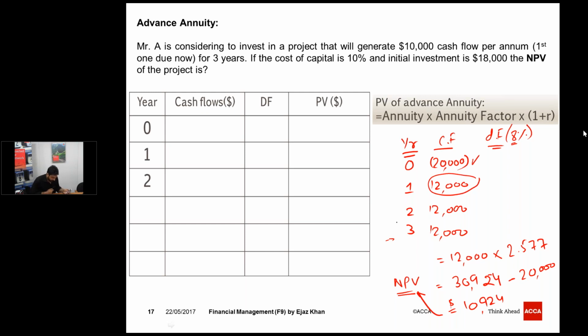So Sidra, your answer is 30,924. It's not the net present value, it's the present value of cash inflows, right? So we have to subtract 20,000 to get the net present value. So 10,924 is approximately the net present value of this project. I hope everybody is done with it. Yes, Azim, your answer is absolutely correct. 10,924.